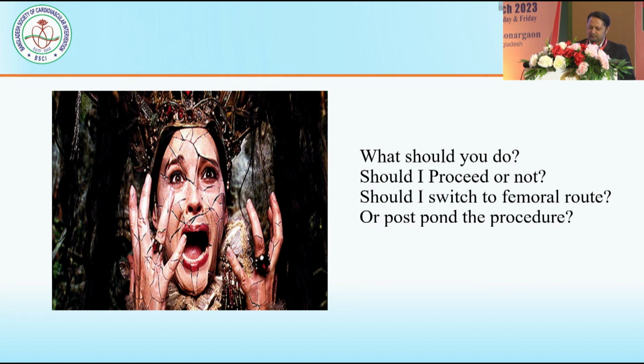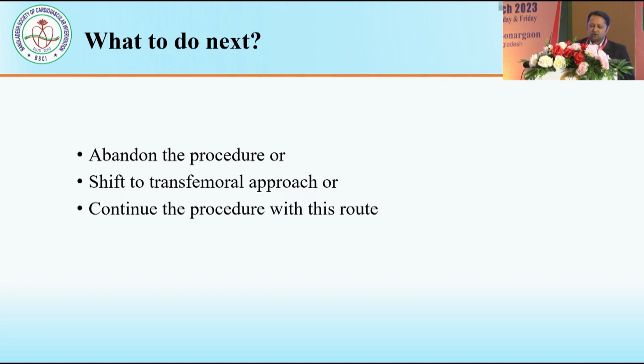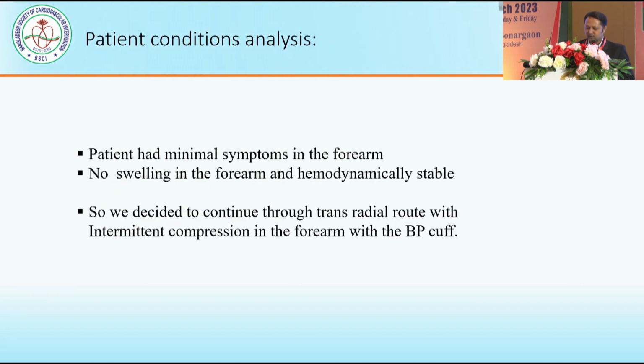What should we do? Should I proceed or not? Should I switch to the femoral route or postpone the procedure? Then we applied intermittent blood pressure cuff inflation to seal the radial artery perforation. What next? We had to decide whether to abandon the procedure, shift to the femoral route, or continue the procedure with the same route. We looked at the patient.